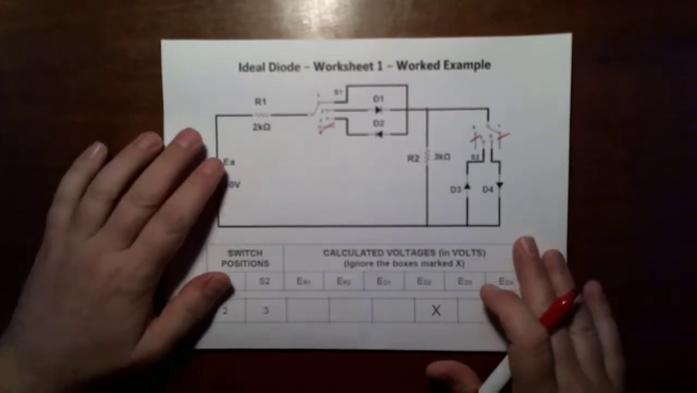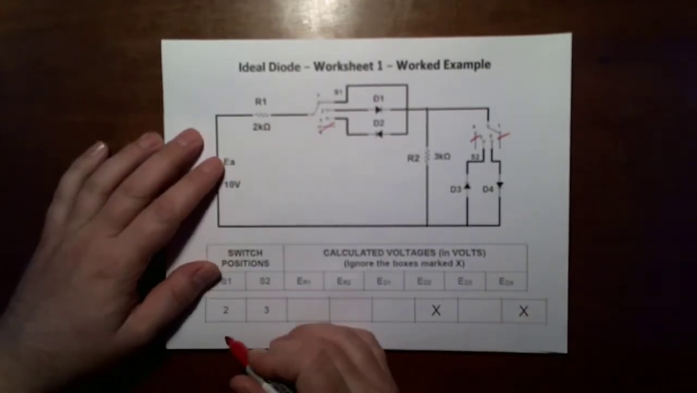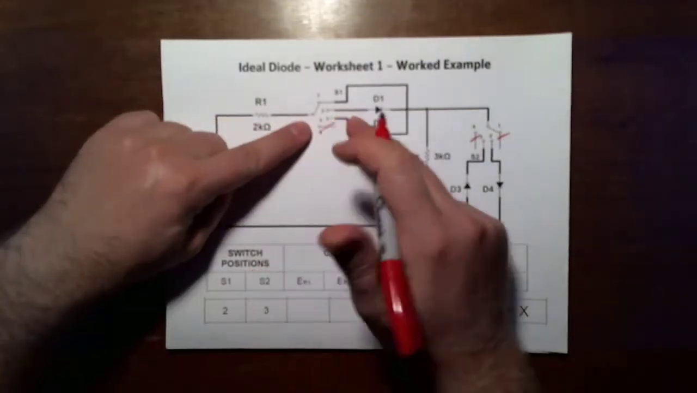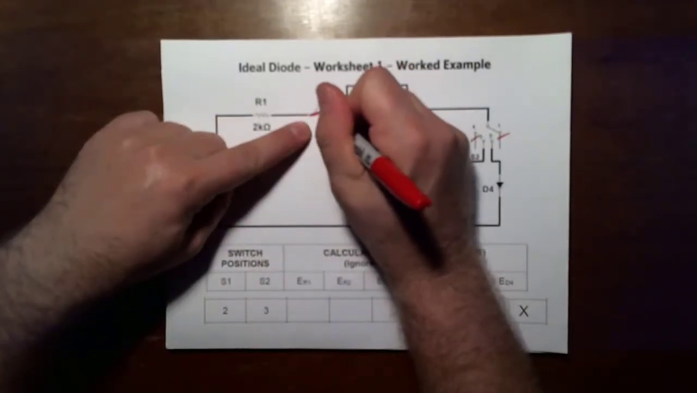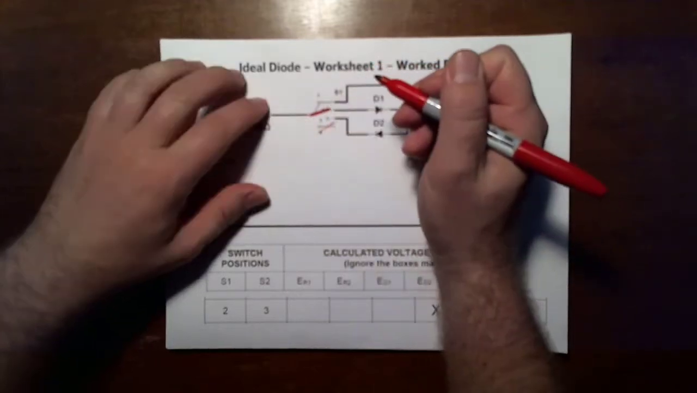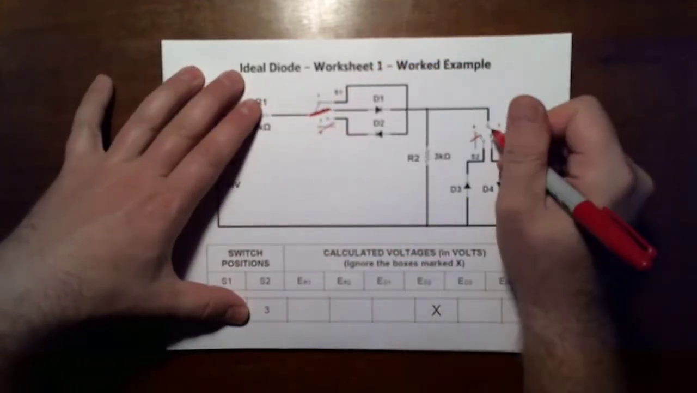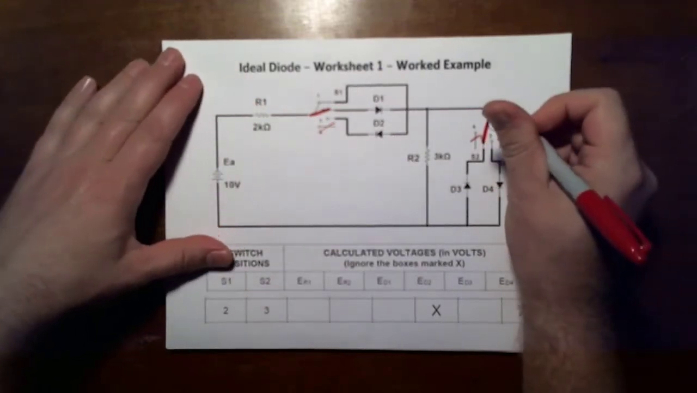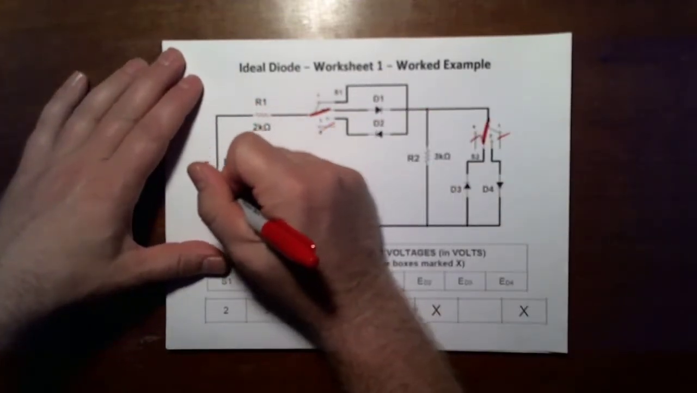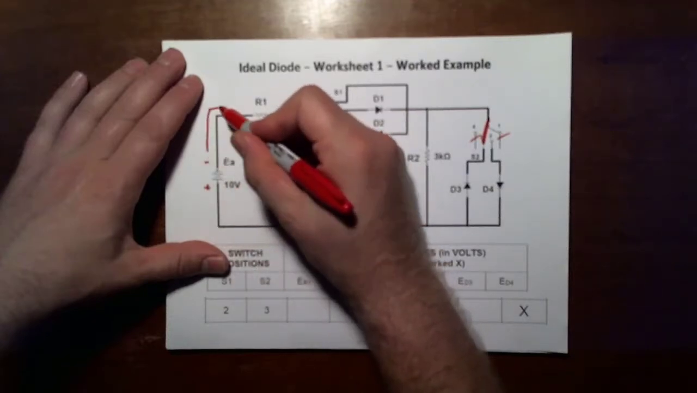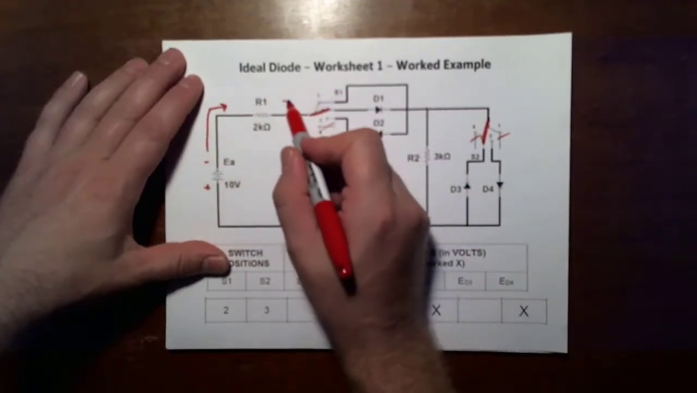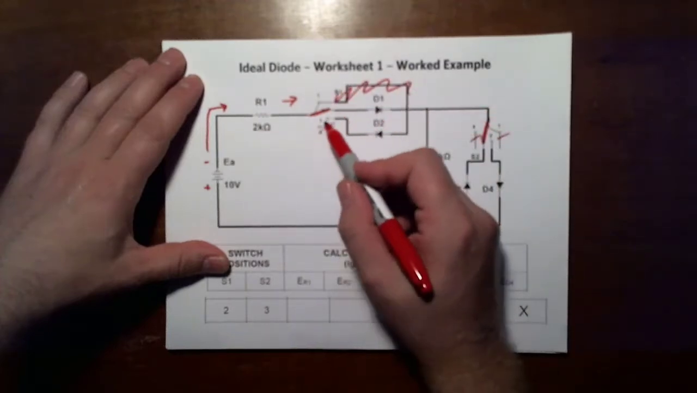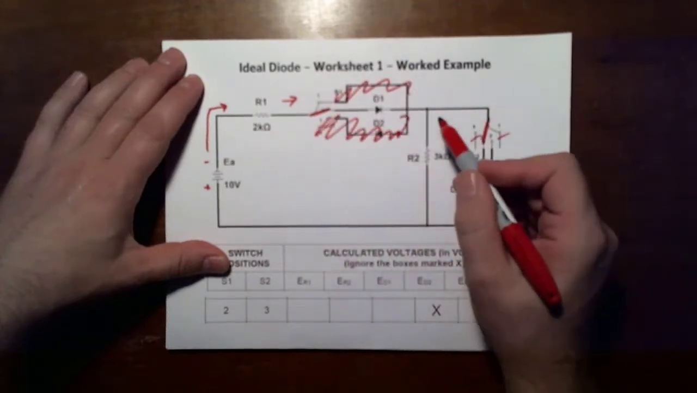I'm going to work through very quickly the example that shows switch 1 shorted or brought forward to position 2 and switch 2 brought forward to position 3. So this is my circuit. The way that it's set up, my current flows this way. I'm not going to worry about this one. These two are out of the picture.